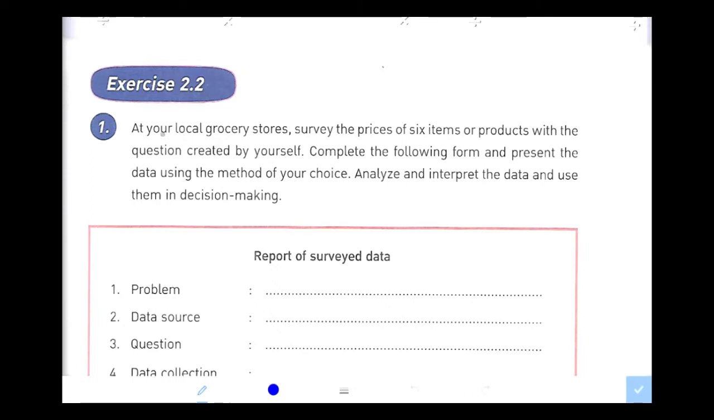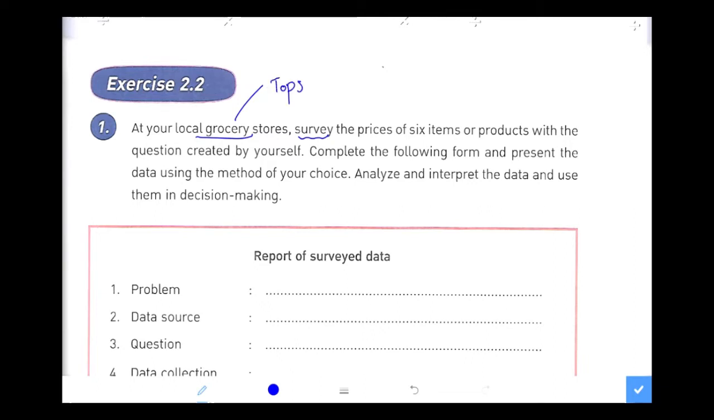So what you have to do is go to your local grocery stores. A grocery store is a place like a supermarket, where you can get your ingredients, your vegetables, your meat, or rice and noodles to cook for your meal. Okay, so I want you to survey this. Let's say a supermarket, maybe Tops.